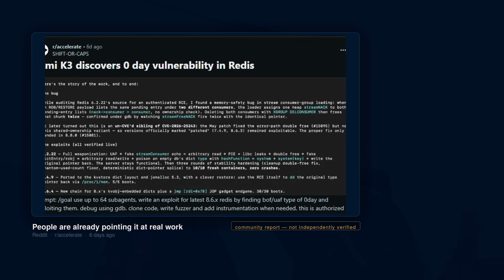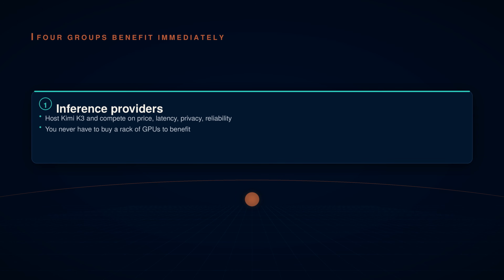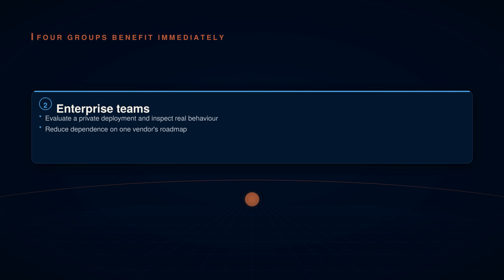So if most people are not actually going to self-host the real model, what do the open weights actually change? And this is where I think the Kimi K3 story becomes much more bullish. There are 4 groups that are going to benefit immediately. The first is inference providers. Providers can host Kimi K3 and compete on price, latency, privacy, and reliability. You do not need to buy a rack of GPUs to benefit from that competition. You can access the model through a provider that handles the hardware for you.